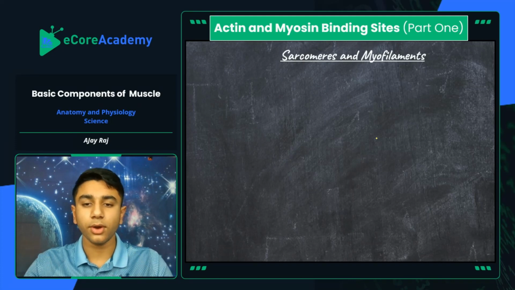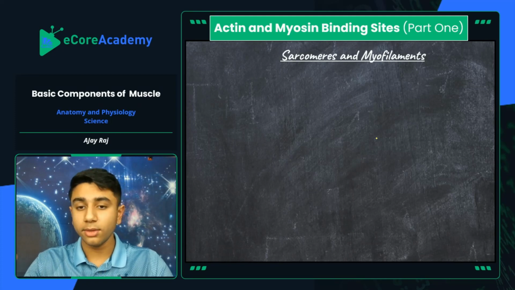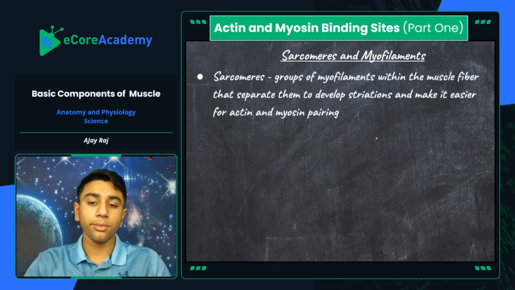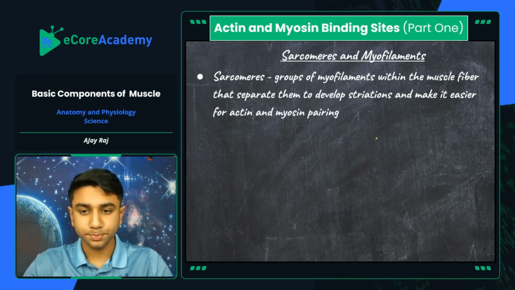And guys, don't get worried. Everything correlates with each other. That's what I love a lot about anatomy and physiology. You'll see one item is either within something or it includes something. So, sarcomeres are groups of myofilaments within the muscle fiber that separate them to develop striations and make it easier for actin and myosin pairing.